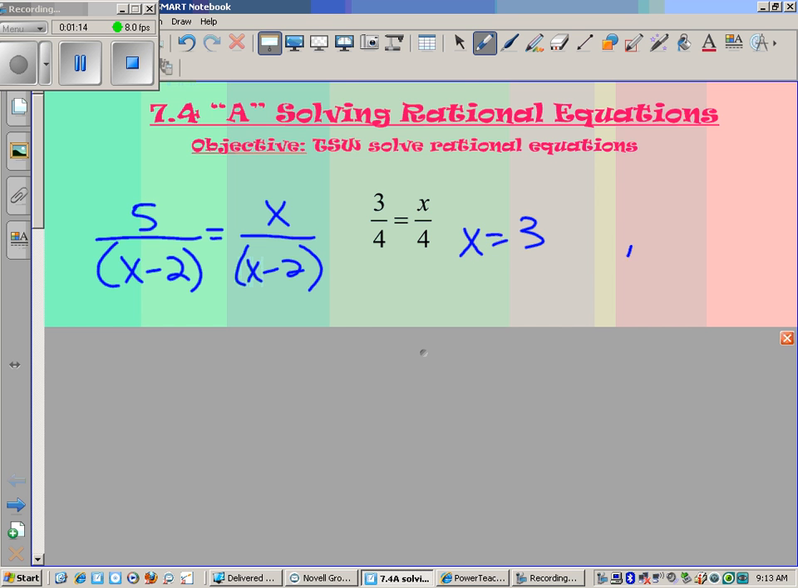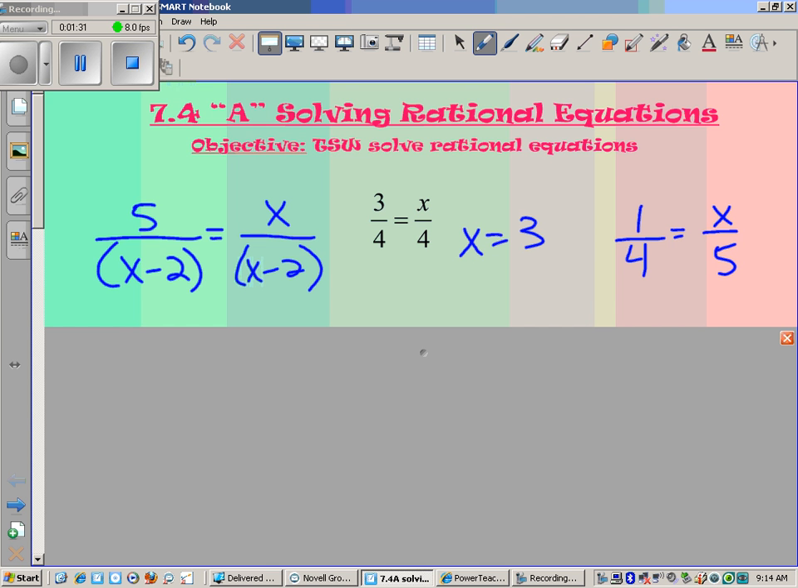If my denominators were different, I couldn't say that x equals 1 now, right? Because they're not the same. 1/4 wouldn't be the same as 1/5. But if I can get my bottoms to be the same, then my top should be the same.